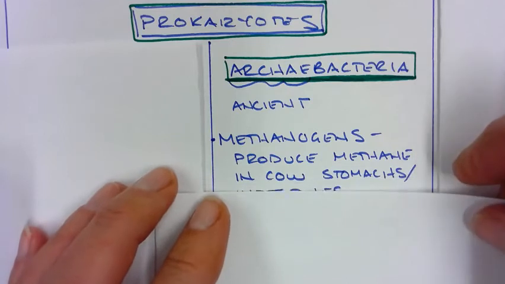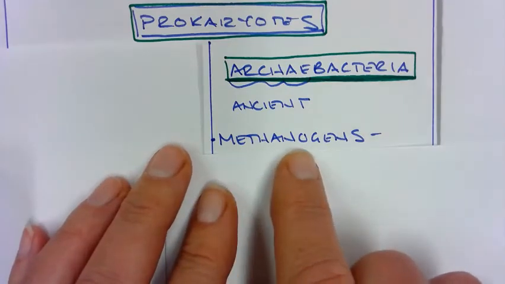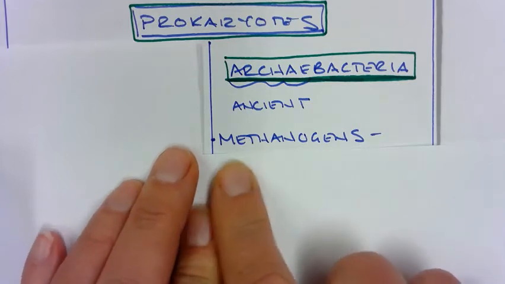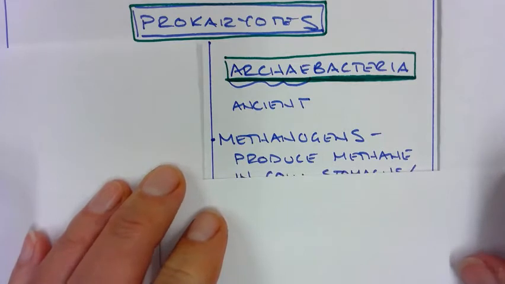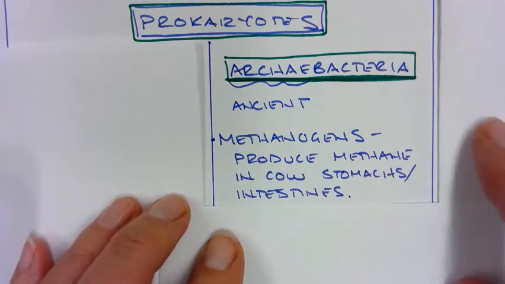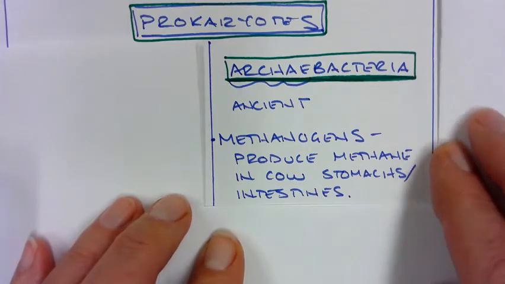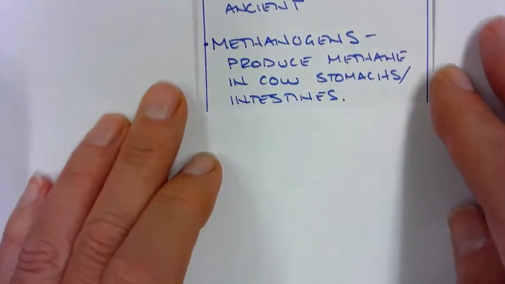One group is called methanogens. You see the word methane in there. Yes, methane. They create methane. They are methane producers found in cow stomachs. This is why we have cow farting, and they increase methane levels in the atmosphere.